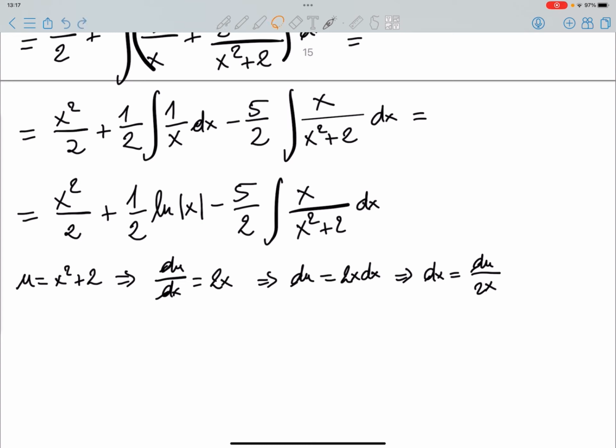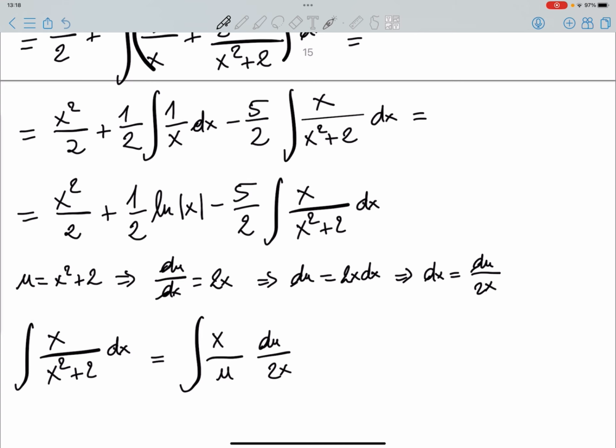So let's copy this integration. So this is going to be equal to the integration of x over, we said that x squared plus 2 is u, and then dx is du over 2x, right? So du over 2x. Now as you can see, x and x are going to cancel out, so we have the integration of 1 over 2u du, right?